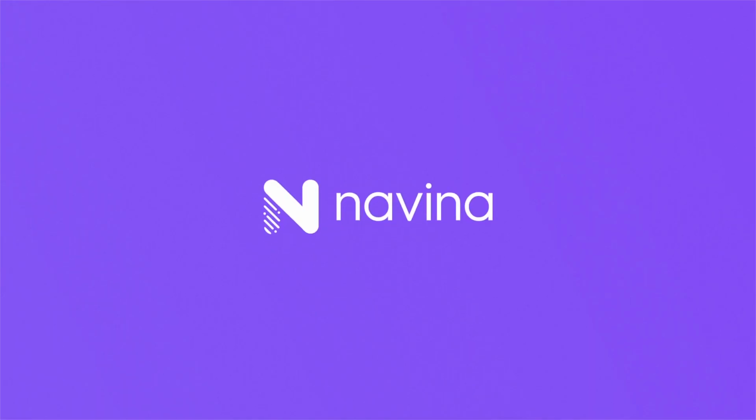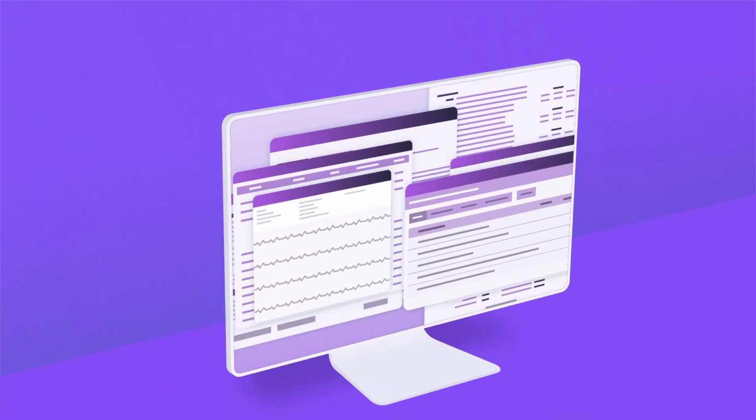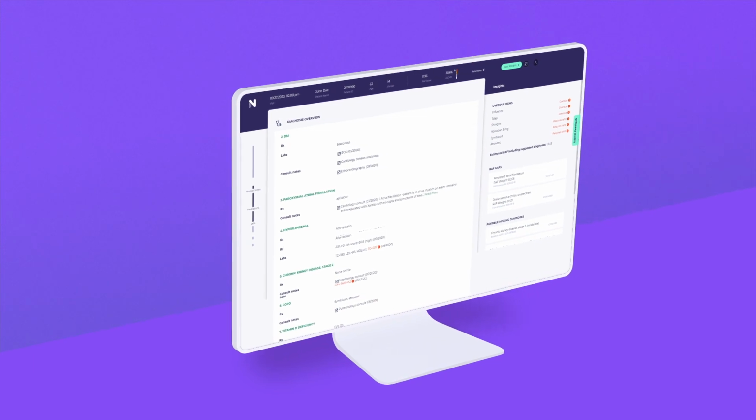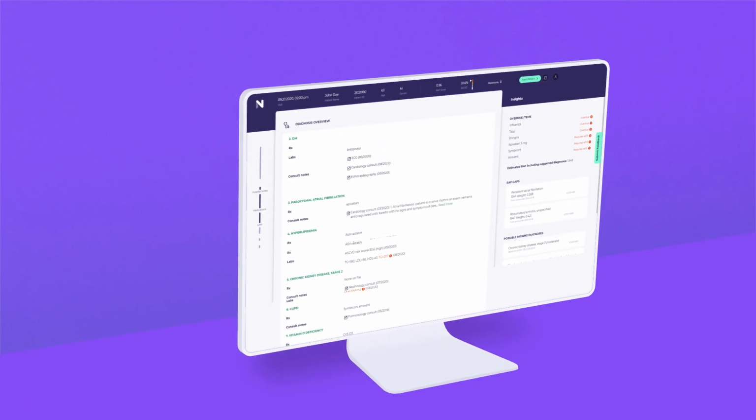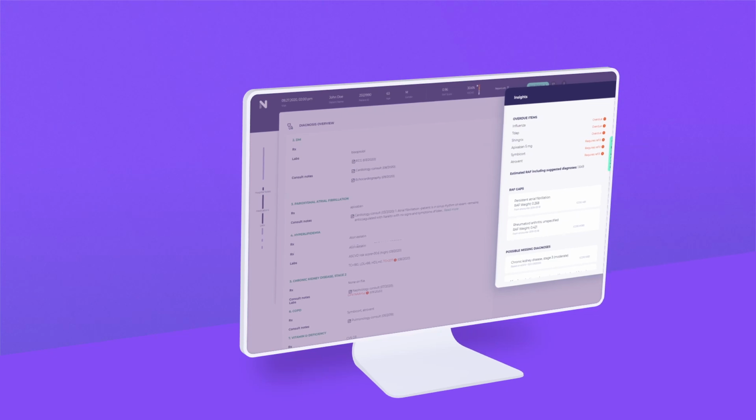Navina changes all that. It uses AI to give physicians a radically reinvented, contextually linked patient portrait. It highlights everything you need to know about your patient.